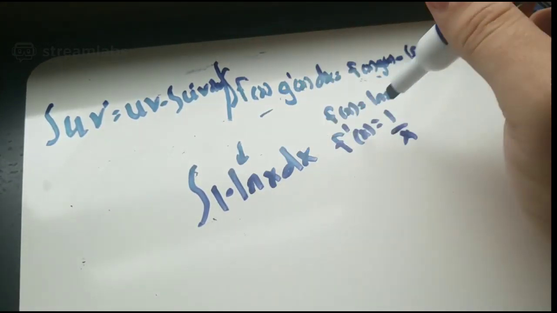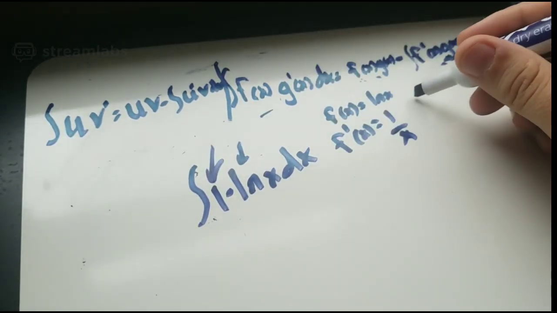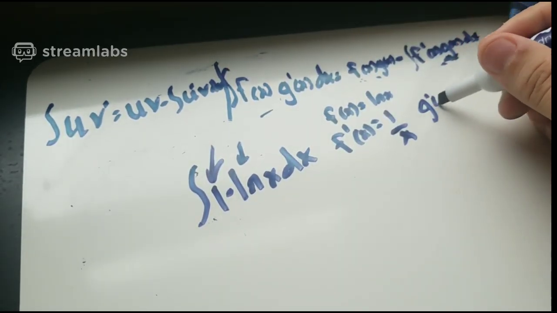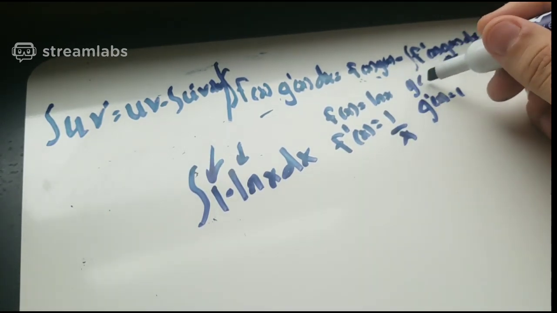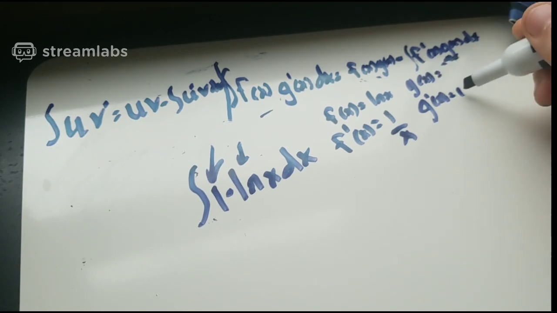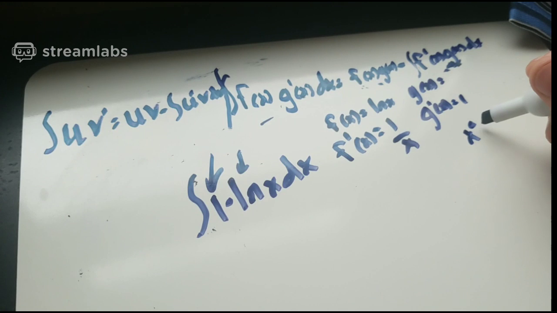So if this is f of x and this is f prime of x, this is left to being g prime of x. So g prime of x equals 1. Well, the other three problems, you should know already what the antiderivative of 1 is. If you don't know, think of it as x to the 0 power. So then you could turn it into x.